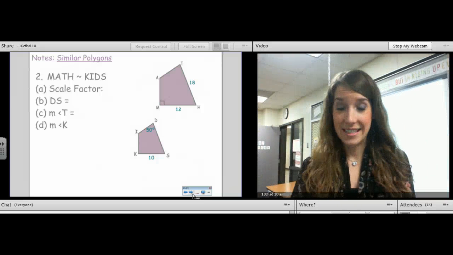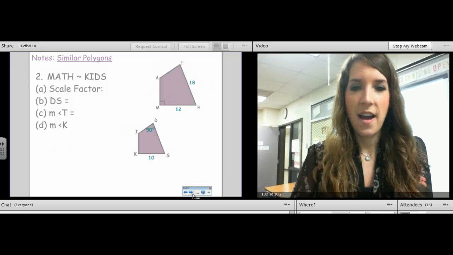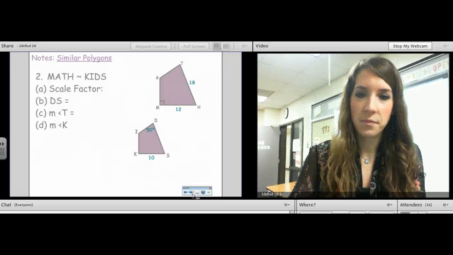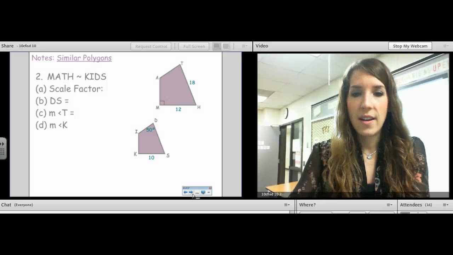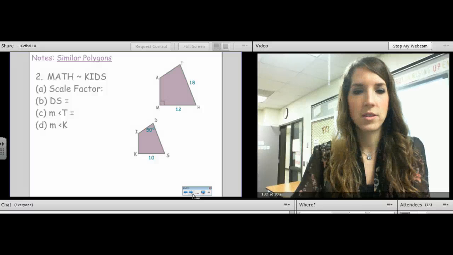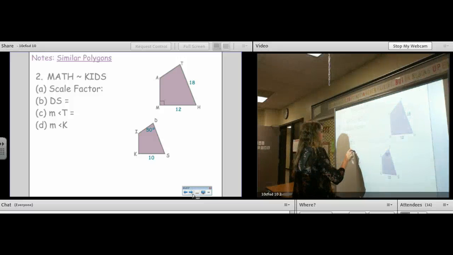Quadrilateral MATH is similar to quadrilateral KIDS. Find the following. Find the scale factor. Find the length of DS. Find the measure of angle T, and find the measure of angle K. I don't know why there's not an equal sign there. What happened to the equal sign?